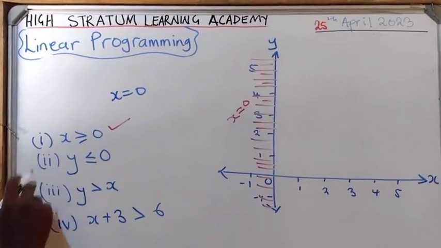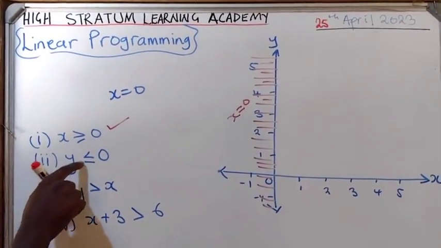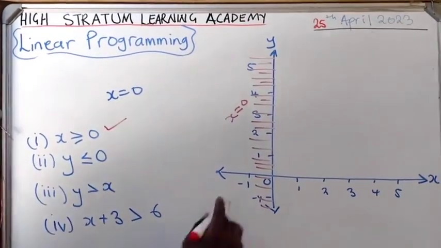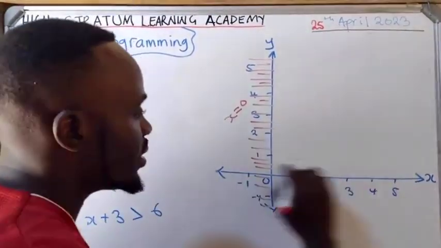Then we come to the second one. Y less or equal to 0. According to what you have said, this is the line, this one down here, the x-axis.